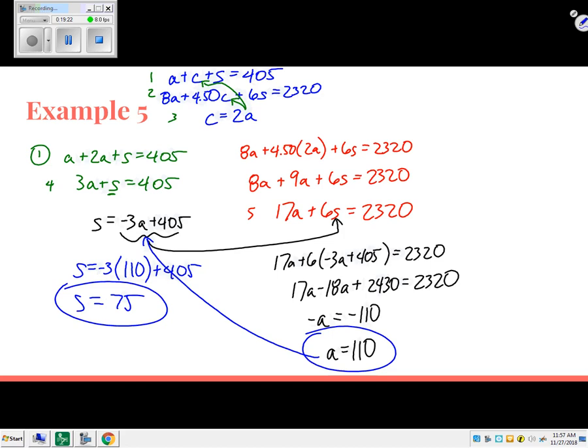And man, I love equation 3 right now, because to find out how many children came, all I have to do is take the number of adults and double it. 220 children came to watch my favorite childhood movie, A Christmas Story.